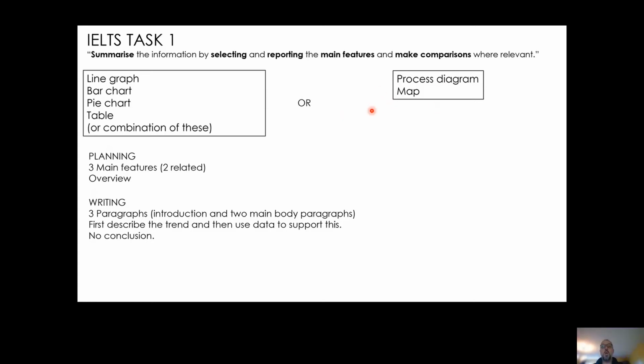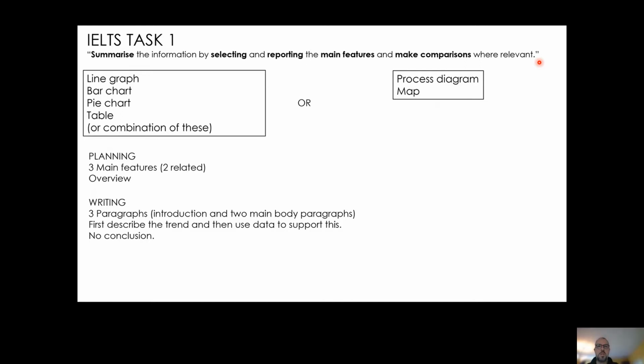So you're given a map or a pair of maps, and you need to find a way to summarize the information by selecting and reporting the main features and make comparisons where relevant. So that's the sentence that appears with every IELTS Task 1 question, no matter what data they give you. And that summarizes what we need to do in this task. You need to summarize the information they give you by selecting and reporting the main features and make comparisons.